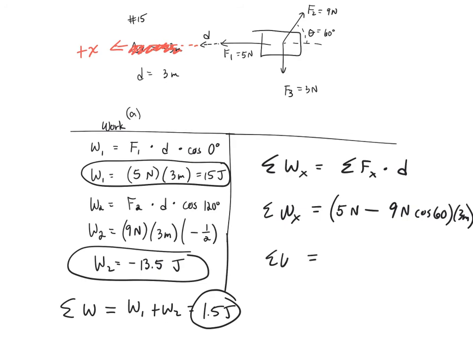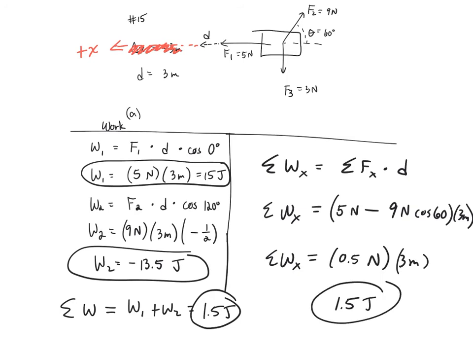So this will give us, 9 times cosine 60 is 4.5. This will give us 0.5 newtons as a net force times 3 meters. And 0.5 times 3 is 1.5 joules. Again, indicating that the answer doesn't change whether I look at the net work by the net force or look at the net work done by looking at the net force. Either of these ways is acceptable. You can choose which you want to.